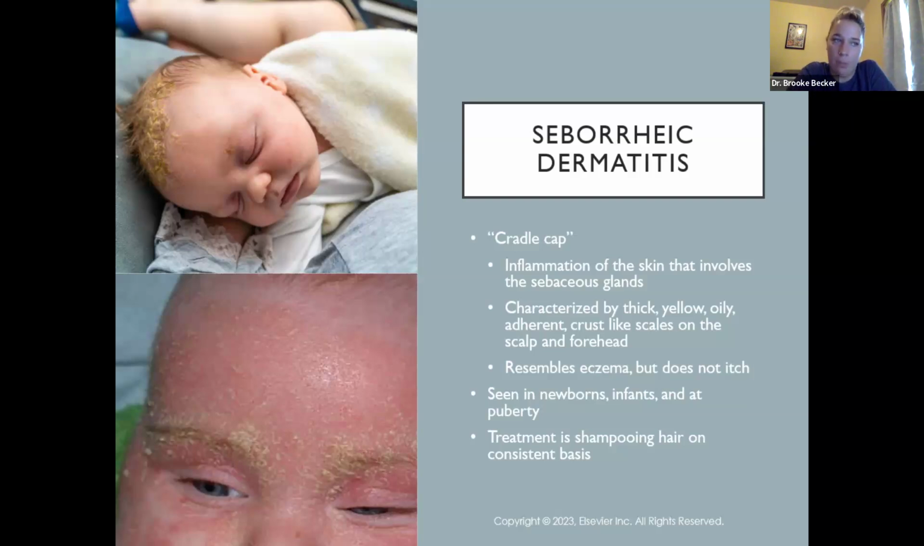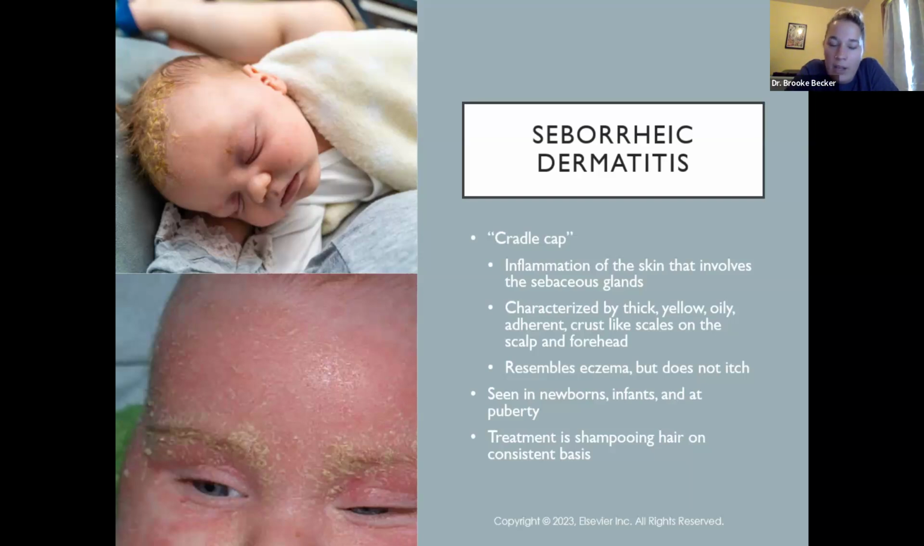And treatment, you're going to be shampooing the hair on a consistent basis. And also you can have parents do baby oil or mineral oil. That loosens those scales. You do not want to do olive oil. Some people have done olive oil, and what can happen is it actually worsens that sebaceous gland irritation and causes more of the crusts to develop.